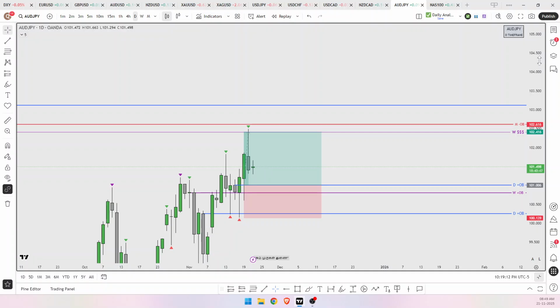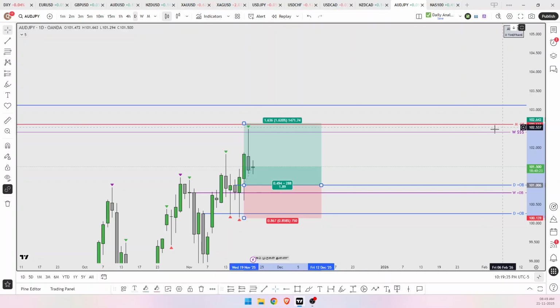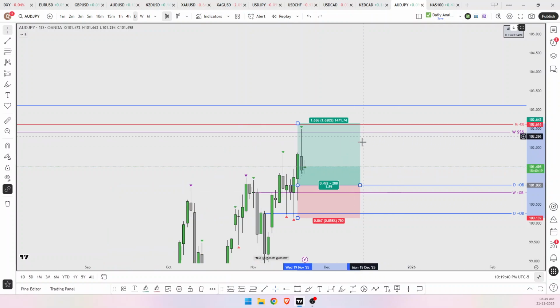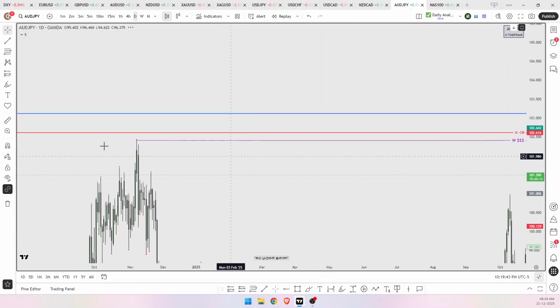The draw on liquidity should be sensible. You should not target very exorbitant targets. You should target the low hanging fruits. In ICT terms, you can target the low hanging fruits or the nearest point of liquidity. So initially we targeted till this monthly bearish OB, but at a later point of time, we came to know that we have a weekly swing high here.